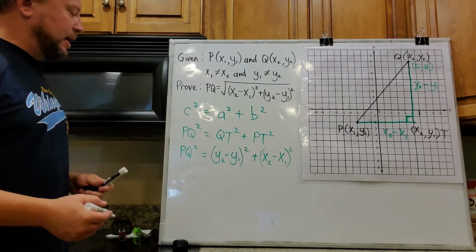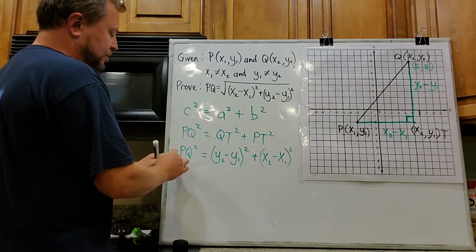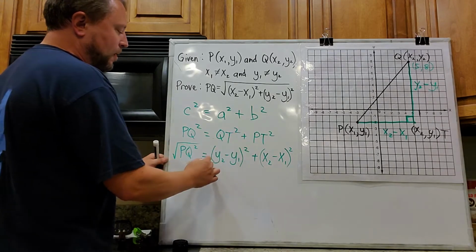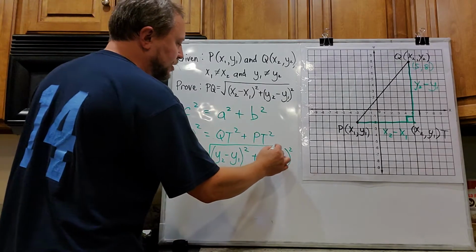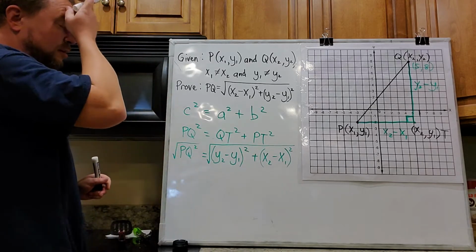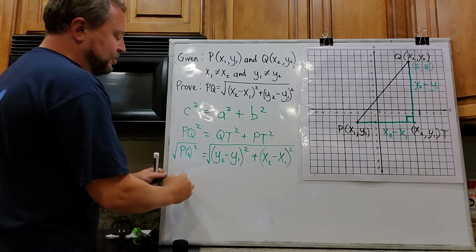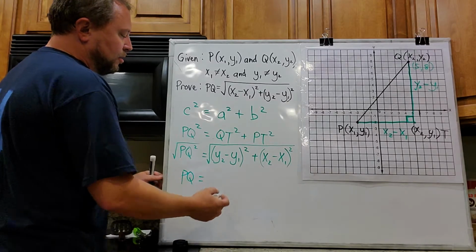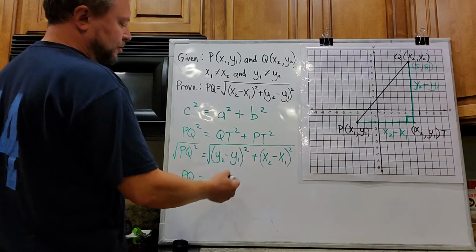So in order to get that, I have to get rid of the square by doing, yep, you guessed it, square root. So whatever I do to this side, I have to also do to this entire side over there. And the square root of PQ squared is just PQ. And then I would just recopy all this, which is, look, that.